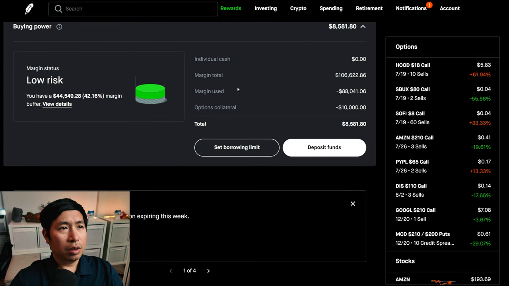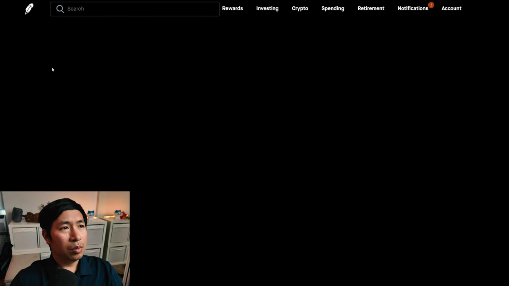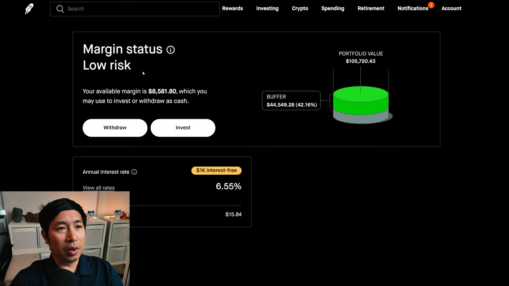This is a margin account. My margin total is $106,622.86. My margin used is $88,041.06. My options collateral is $10,000. This leaves me with $8,581.80 in buying power. My margin status is low risk. My buffer is $44,549.28. This is how much more money I can lose before I get margin called.